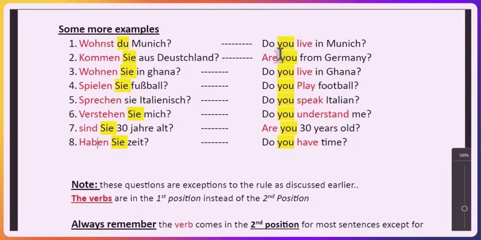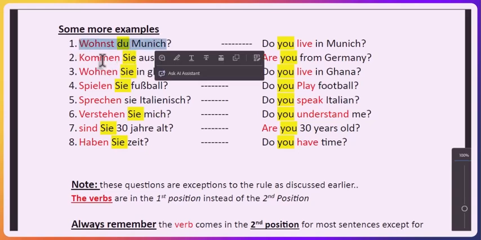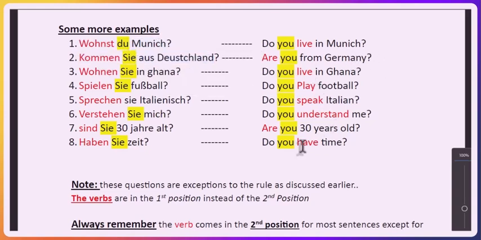I've made it very simple. I've put the translations in here, in case you don't understand what they mean. Wohnst du in München? Do you live in Munich? Kommen Sie aus Deutschland? Are you from Germany? Wohnen Sie in Ghana? Do you live in Ghana? Spielen Sie Fußball? Do you play football? Sprechen Sie Italienisch? Do you speak Italian? Verstehen Sie mich? Do you understand me?